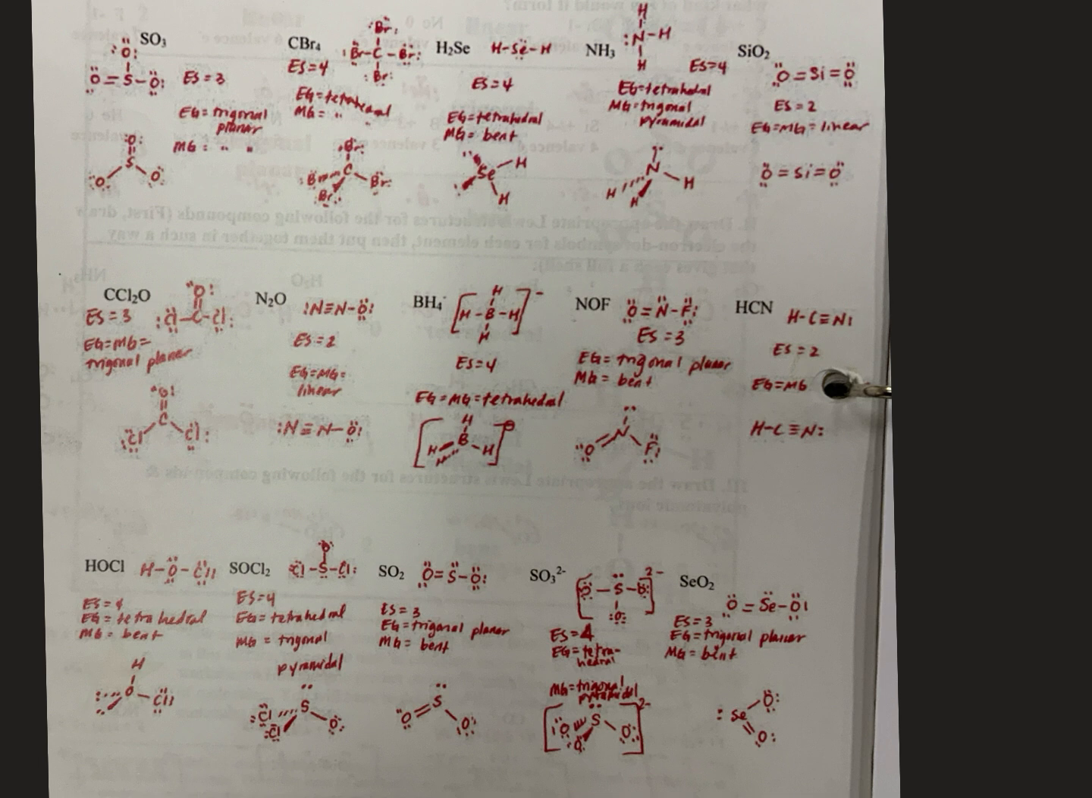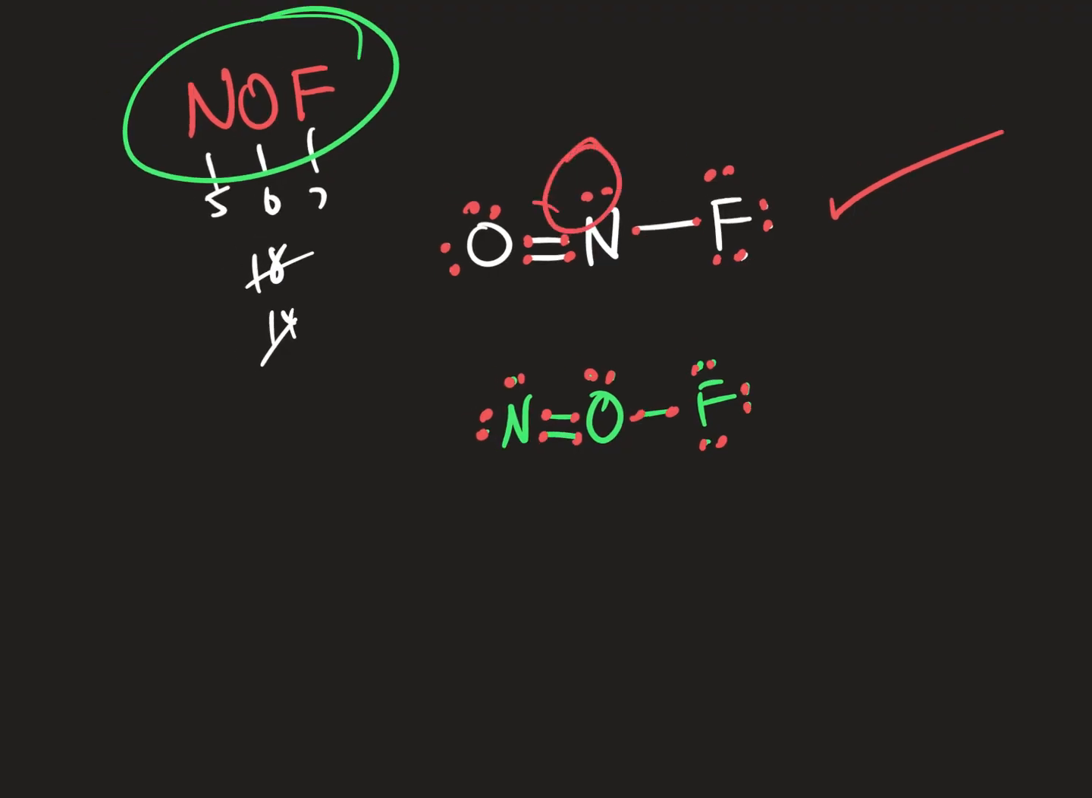Did that make sense? Yeah, I thought it was going to be linear, not bent. And that's why we just go through the whole draw thing, and we count the regions. And 1, 2, 3 regions. And so it looks like this. So it's bent.